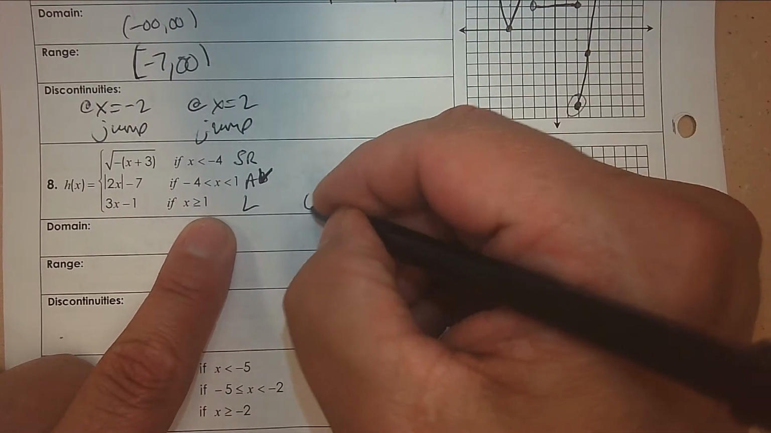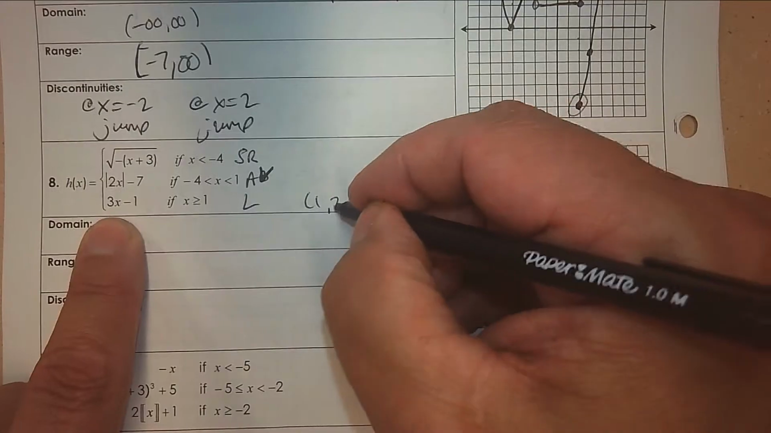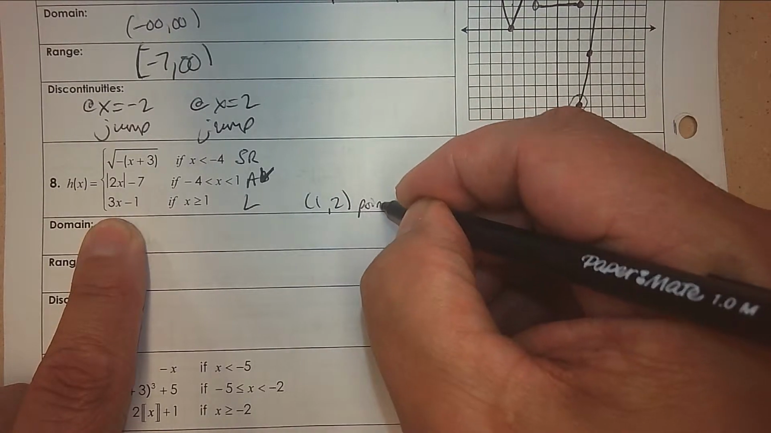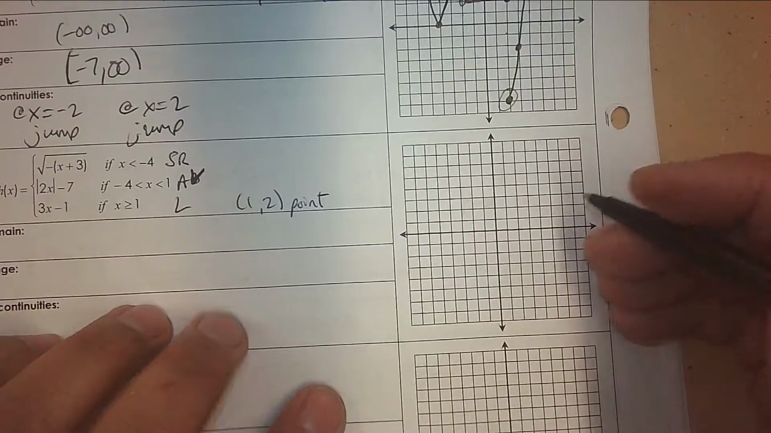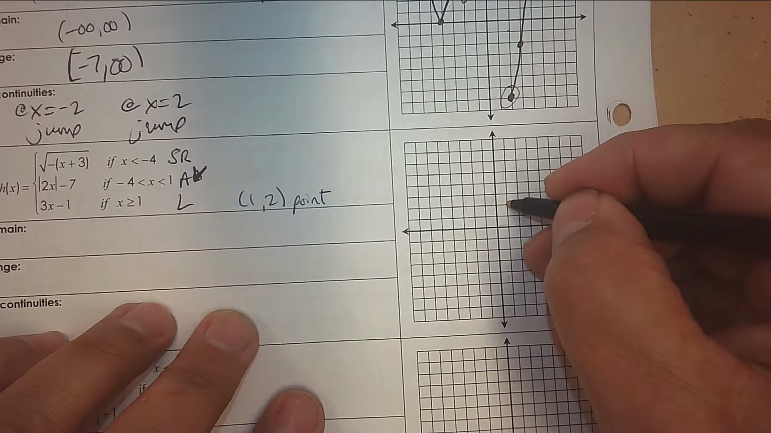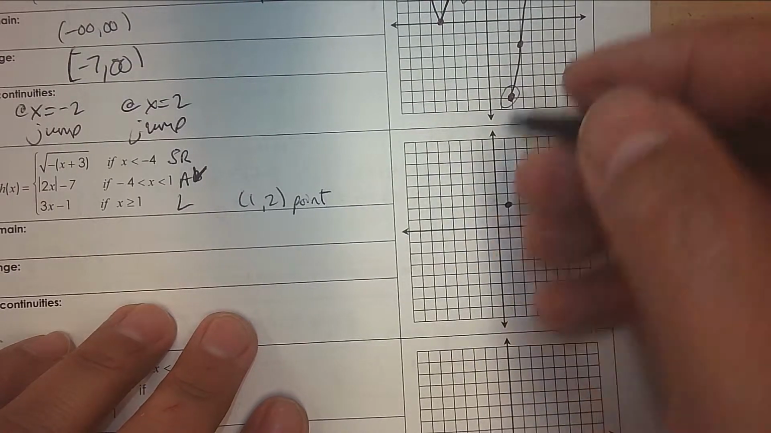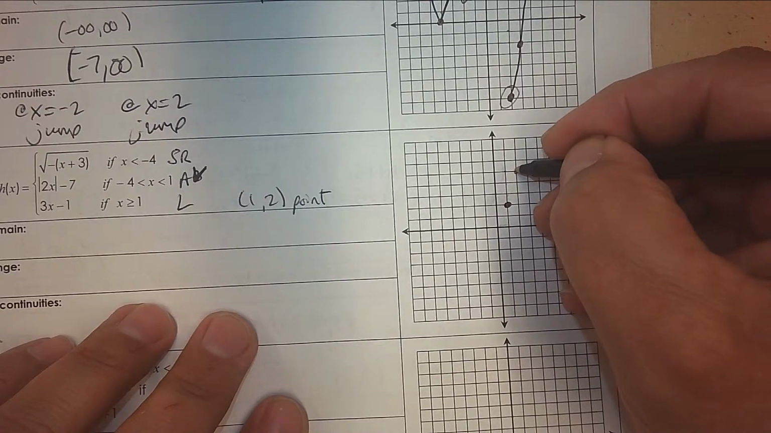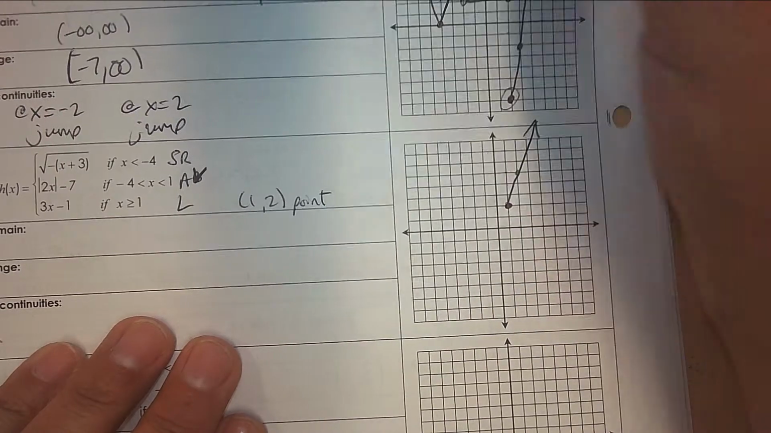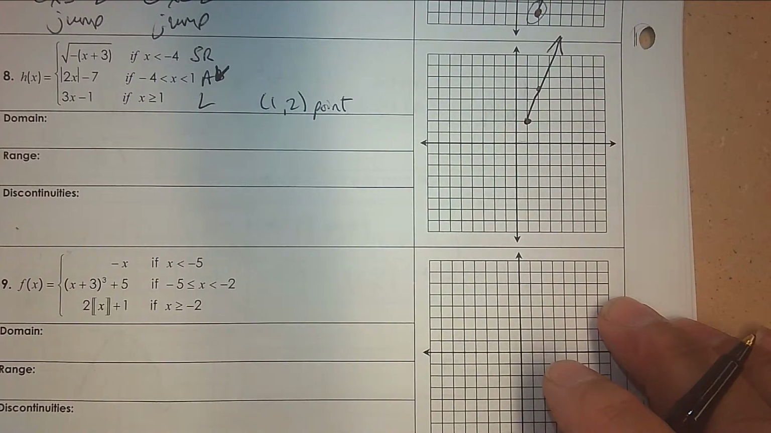Plug in 1, and you get the answer 2. It's a point because of the line underneath the arrow. So at (1, 2), we have a point, and the slope is 3. And then I just draw my line from there. So there's one piece, up 3 and over 1.